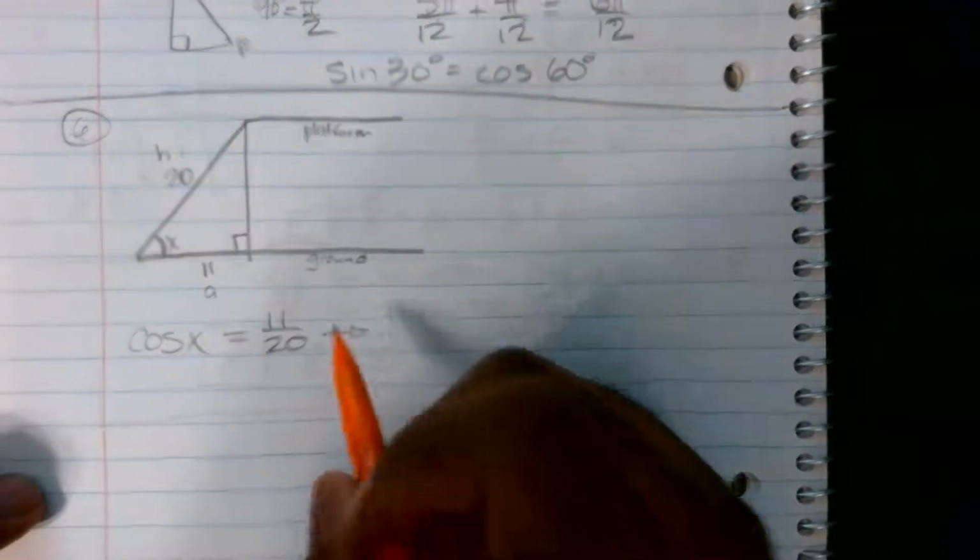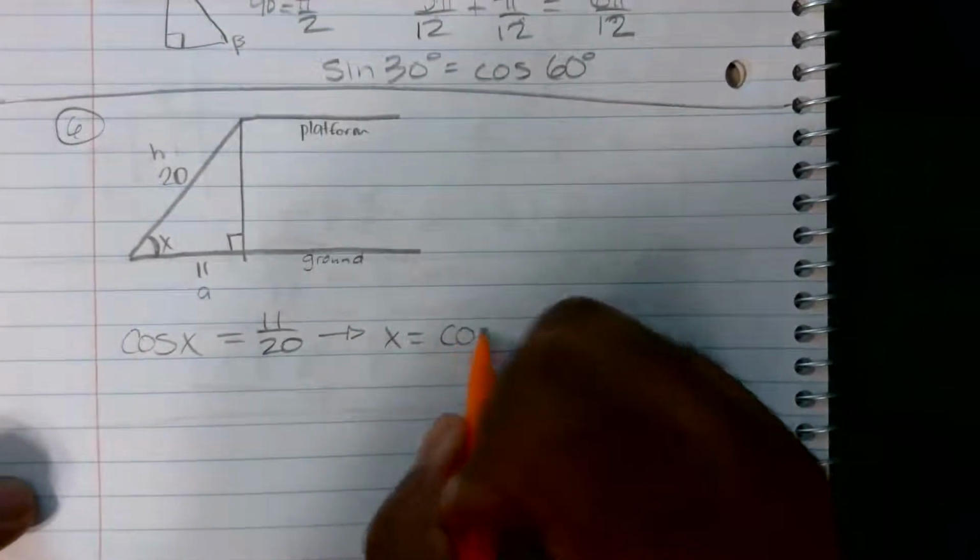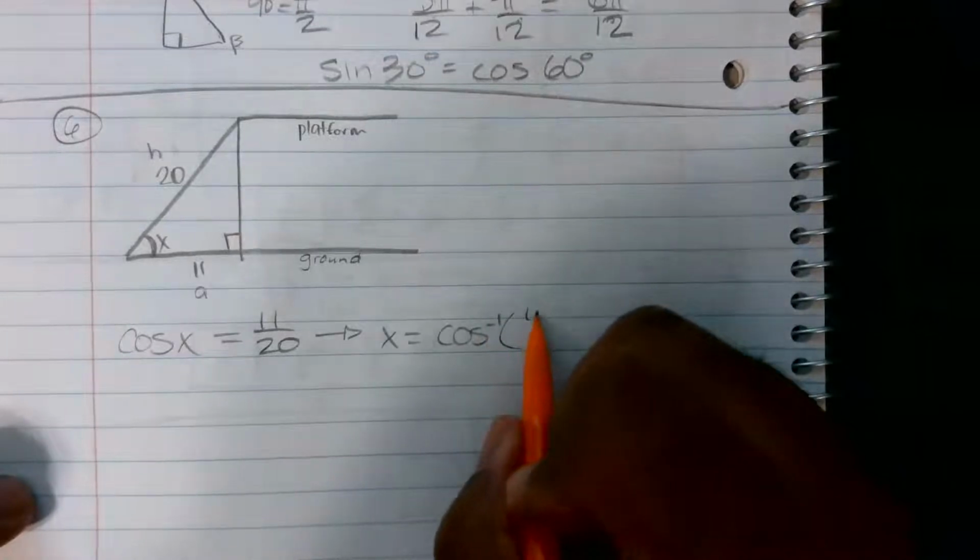So that means that X is equal to the arc cosine of 11 over 20.